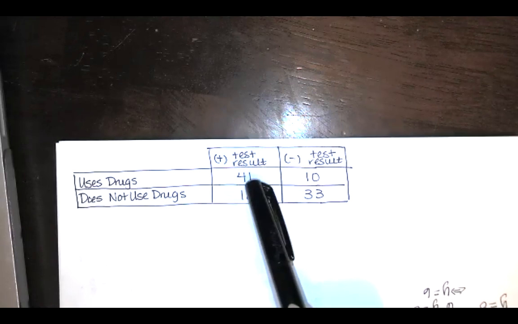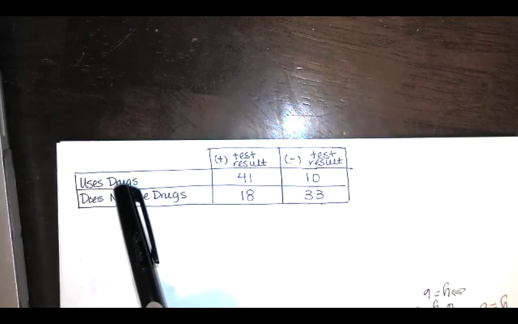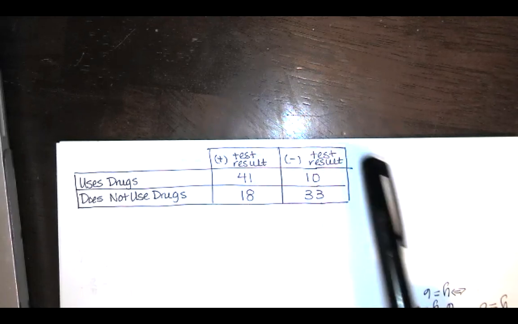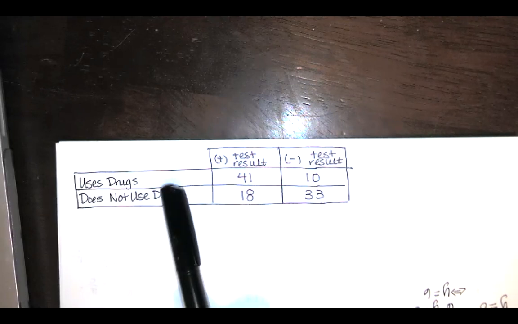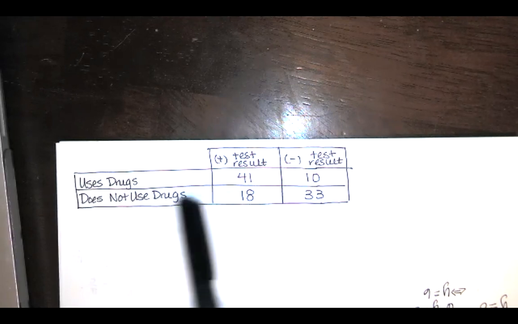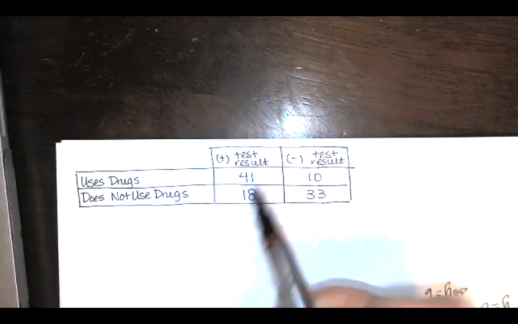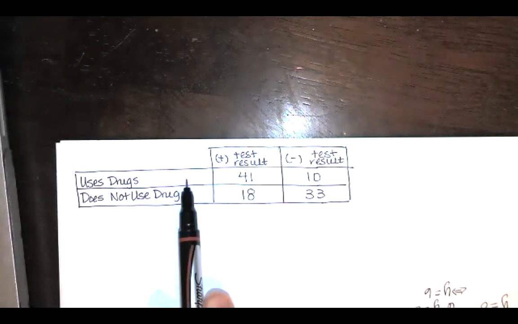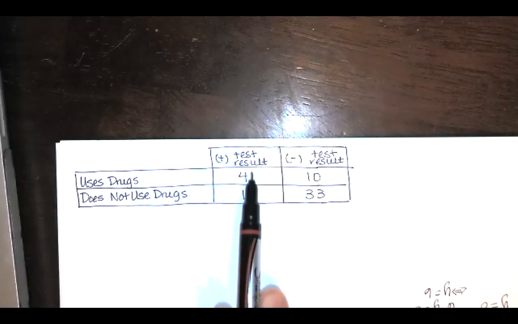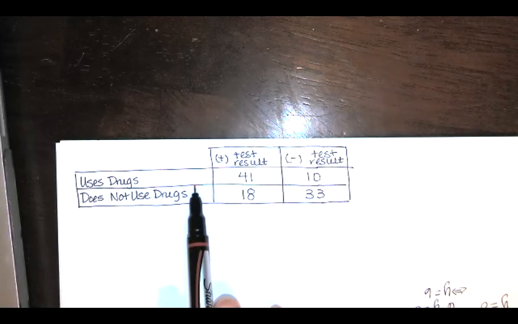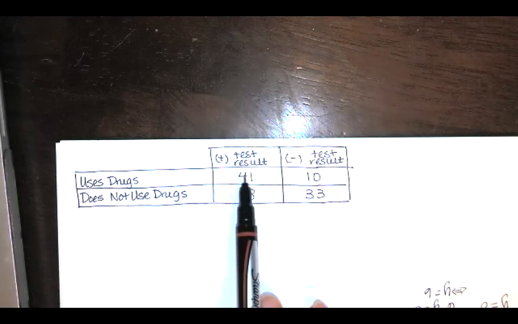So we had 41 positive test results that came from people who used drugs, 18 positive test results from people that did not use drugs, 10 negative test results from people that used drugs, and 33 negative test results from people that did not use drugs. Let's talk about this idea of a false positive. This 41 represents drug users that tested positive for using drugs. So those are 41 true positives. Those positive test results reflected exactly what they were supposed to reflect. The test said this person used drugs, and they actually did.